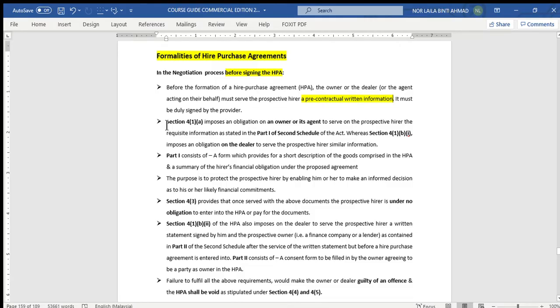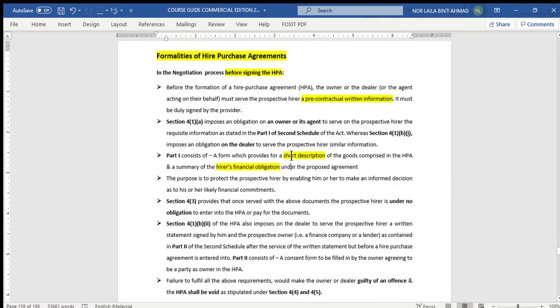Based on Section 4, Subsection 1A, an obligation is imposed on an owner or its agent to serve on the prospective hirer the requisite information as stated in Part 1 of the Second Schedule. Part 1 of the Second Schedule refers to this pre-contractual written information. Part 1 consists of a form which provides for short descriptions of the goods comprised in the hire purchase agreement, and a summary of the hirer's financial obligations under the proposed agreement.